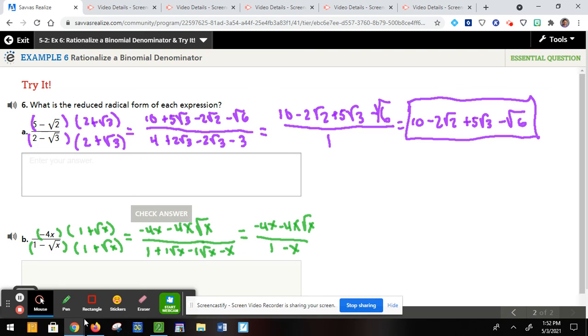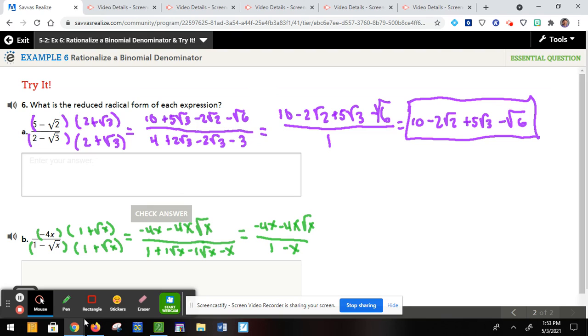There's not a rule like that that you have to follow. I just do that. Anyway, you end up with 10 minus 2 root 2 plus 5 root 3 minus square root 6 over 1, so it just ends up being the numerator. Down here, the conjugate of 1 minus square root x is 1 plus square root of x. When you multiply and simplify, you end up with negative 4x minus 4x root x over 1 minus x.